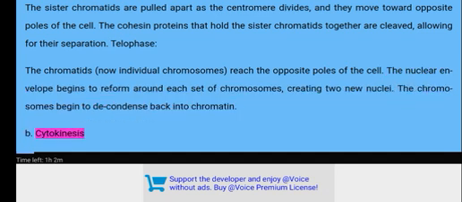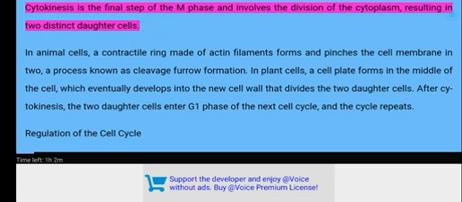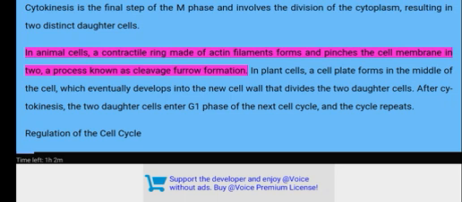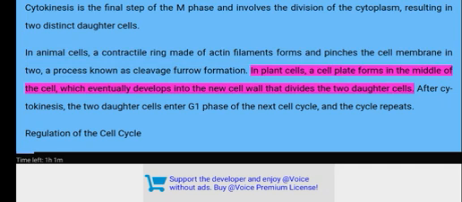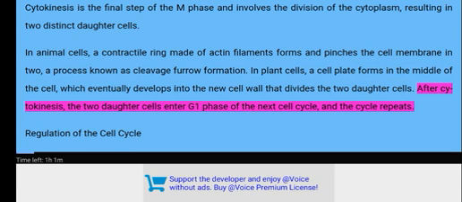B. Cytokinesis. Cytokinesis is the final step of the M phase and involves the division of the cytoplasm, resulting in two distinct daughter cells. In animal cells, a contractile ring made of actin filaments forms and pinches the cell membrane in two, a process known as cleavage furrow formation. In plant cells, a cell plate forms in the middle of the cell, which eventually develops into the new cell wall that divides the two daughter cells. After cytokinesis, the two daughter cells enter G1 phase of the next cell cycle, and the cycle repeats.